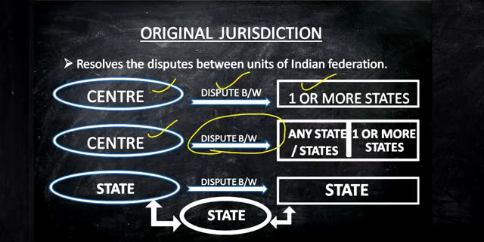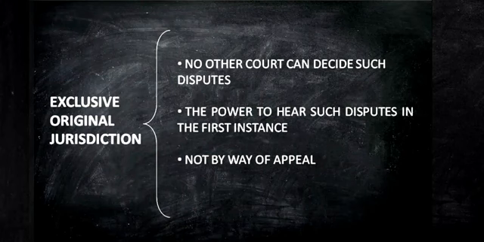In such a situation, when all these three kinds of disputes arise, then the entire power of resolving these kinds of disputes lies in the hands of the Supreme Court. Okay, so in such a case, the Supreme Court has the sole right to decide. No other court can decide such disputes. It is only the Supreme Court which can decide such disputes. Is it clear? And the power to hear such disputes in the first instance is given to the Supreme Court.